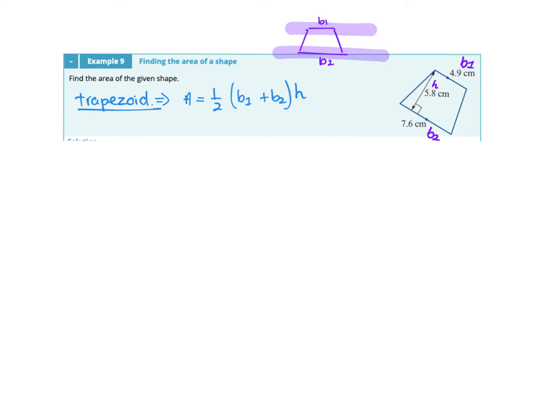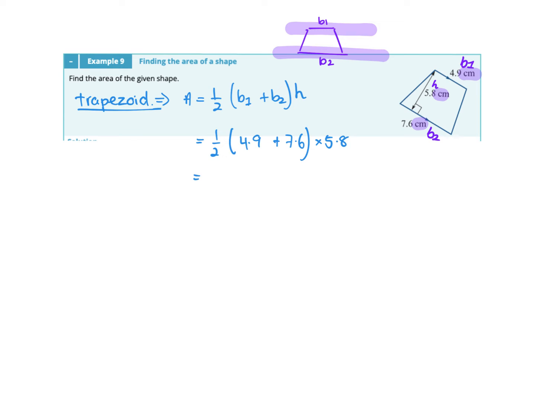Once you've written the formula, you then substitute in your values. So B1 was 4.9, B2 was 7.6, and H was 5.8. When you've got a number outside the bracket like that, that means times, so you're going to times that all out on your calculator. Now just be careful when you're using a formula: a formula always has to have the units the same. I probably should have checked to make sure they were all the same, which they are. You've got to make them all the same before you do it.